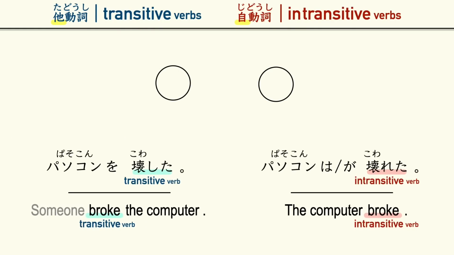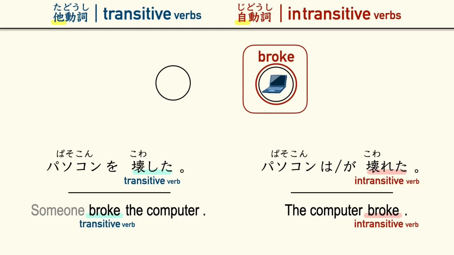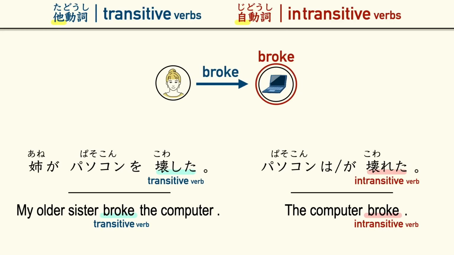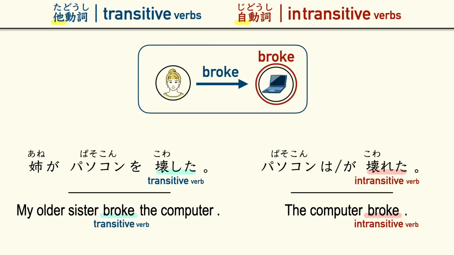Now let's go back to these sentences. In the same way, if no one broke the computer, if it just broke on its own, you should say パソコンが壊れた. You cannot say パソコンを壊した. But if someone did break it, for example, let's say your older sister broke it, then you can say 姉がパソコンを壊した. My older sister broke the computer. However, even in this case, you can still say パソコンが壊れた if who caused it is not important.